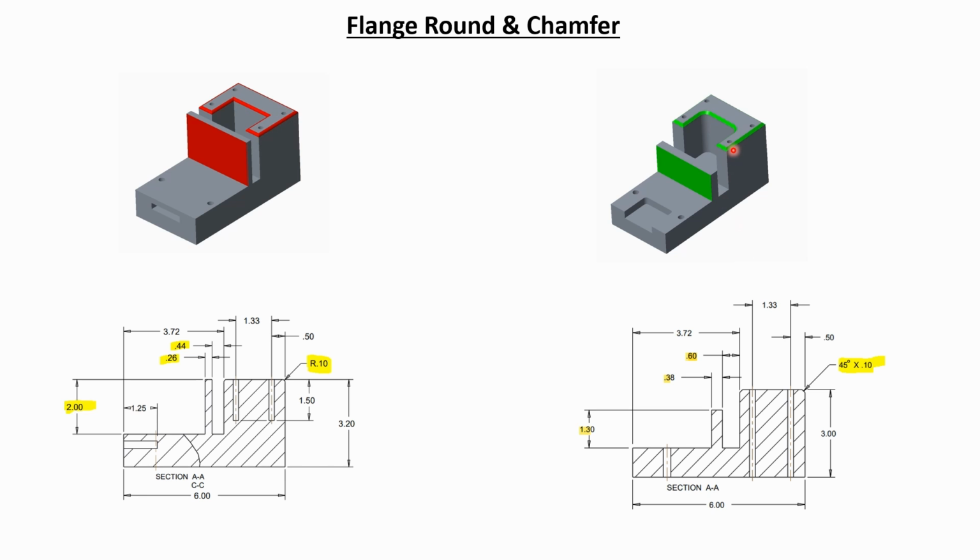On the redesign, a chamfer has been called out as 45 by 100 thousandths. Calling out a 45 by length chamfer is much more machine friendly because a standard 45 degree chamfer tool can produce different chamfer lengths.